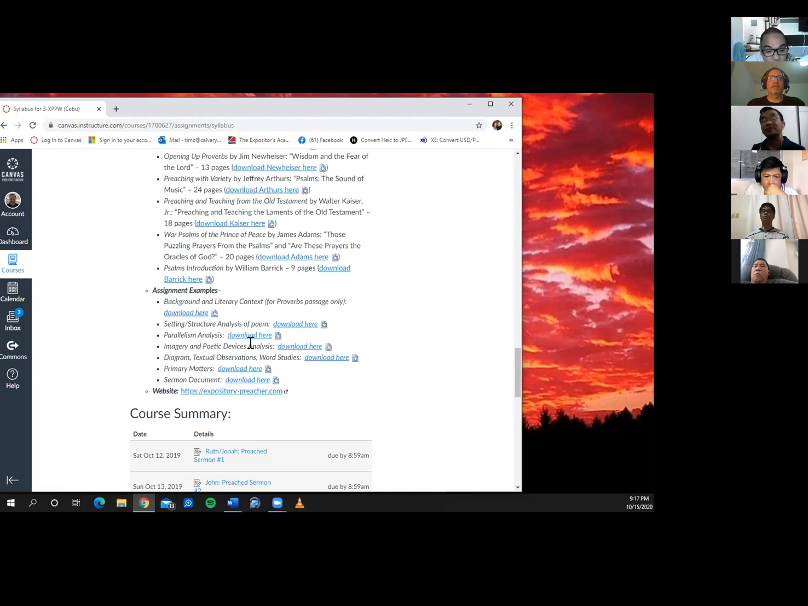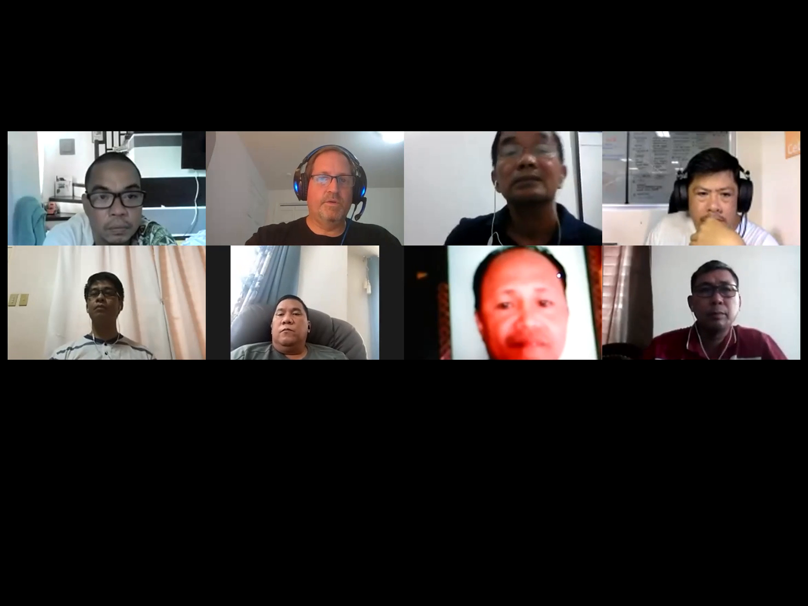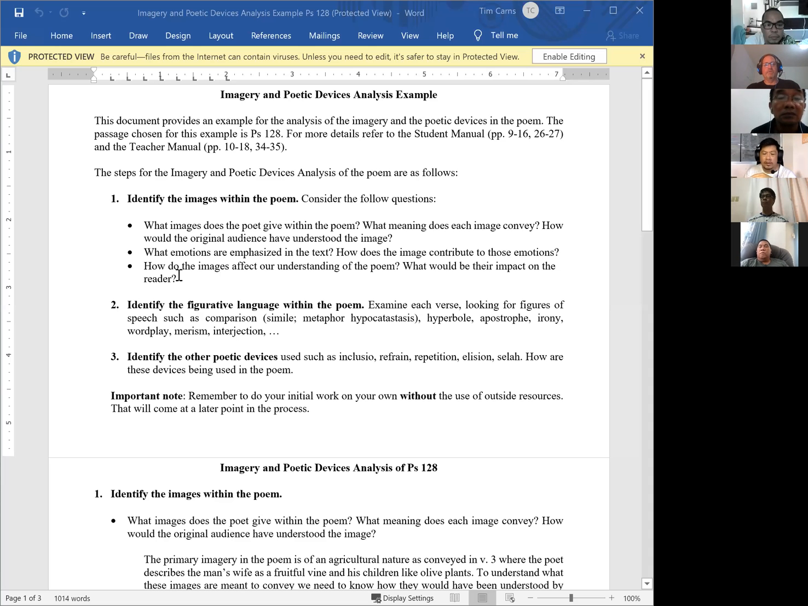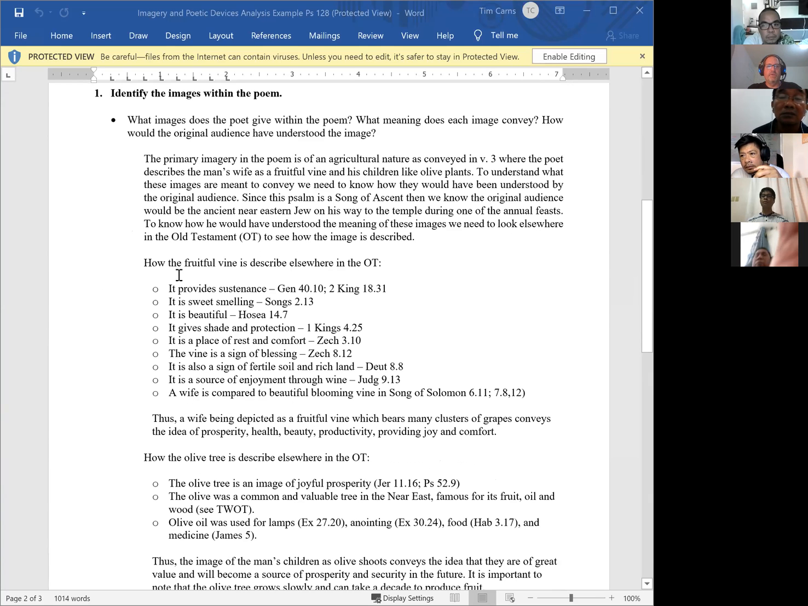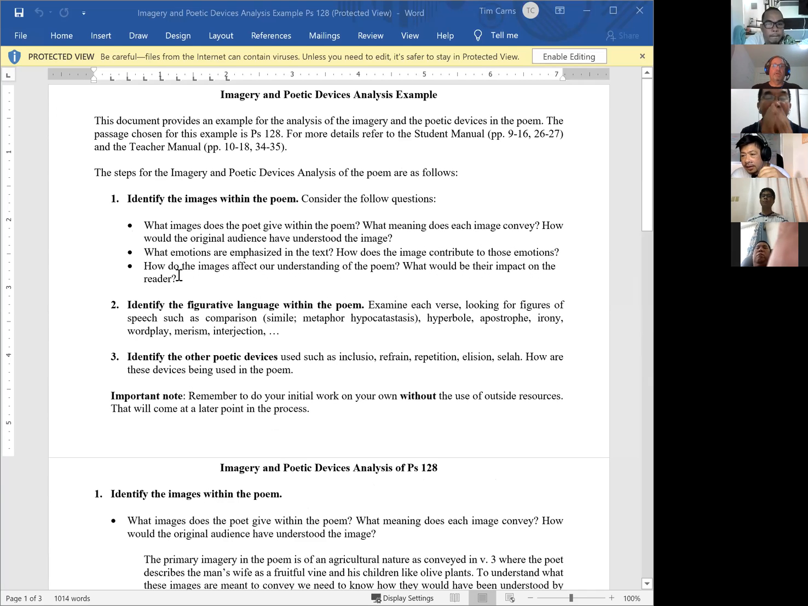So for example, the imagery and poetic analysis, which is the next assignment. If you hit the download, you can then open that assignment, which I can show you here. Okay, here is that assignment for Psalm 128. I'll still provide you with an example from Psalm 99 so you can see two different examples, but it'll follow the same format. So you can go on Canvas and download a previous example for that assignment as well.